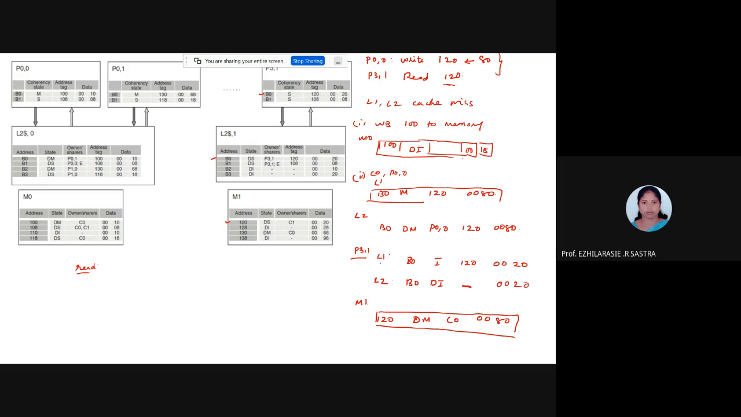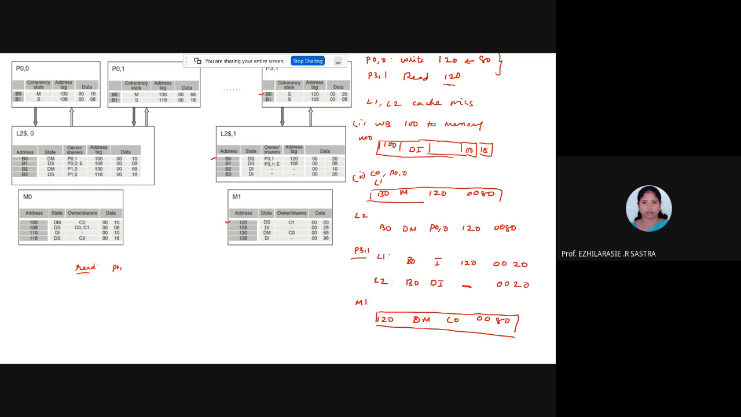Then it goes to the L2. In L2 also, this data is invalid. So it will check C0 L2. When we take C0 L2, yes, the data is available. So the data will be provided here. When the data is provided, what else changes? So this is the final change. This is the expected output.